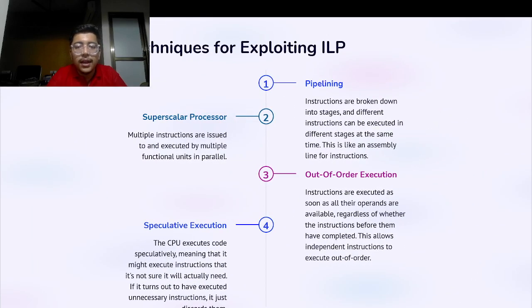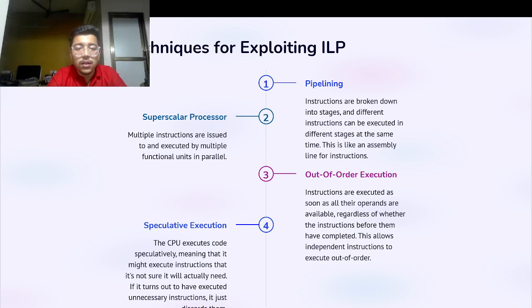So, techniques for exploiting ILP: pipelining. As we have talked, instructions are broken down into stages and different instructions can be executed in different stages at the same time. This is like an assembly line for instructions. This type of pipelining can be seen in superscalar architecture, where multiple instructions are issued and executed by multiple functional units in parallel. So no processor is idle here.